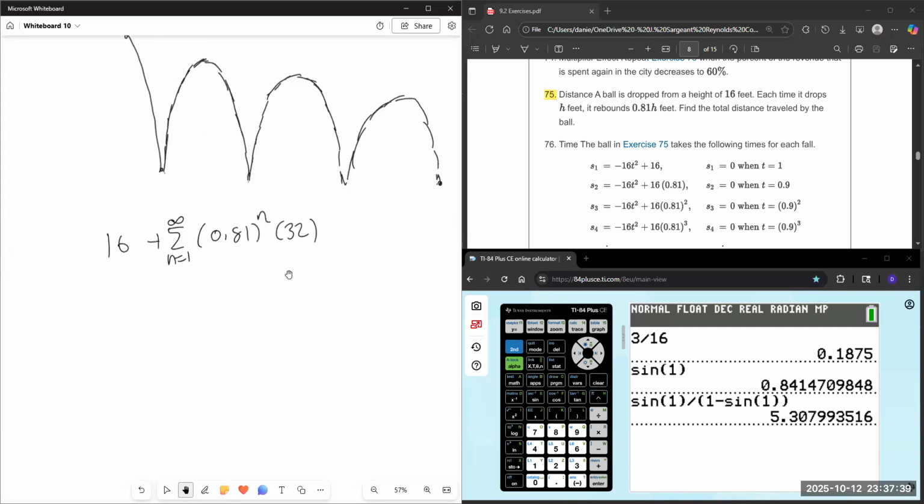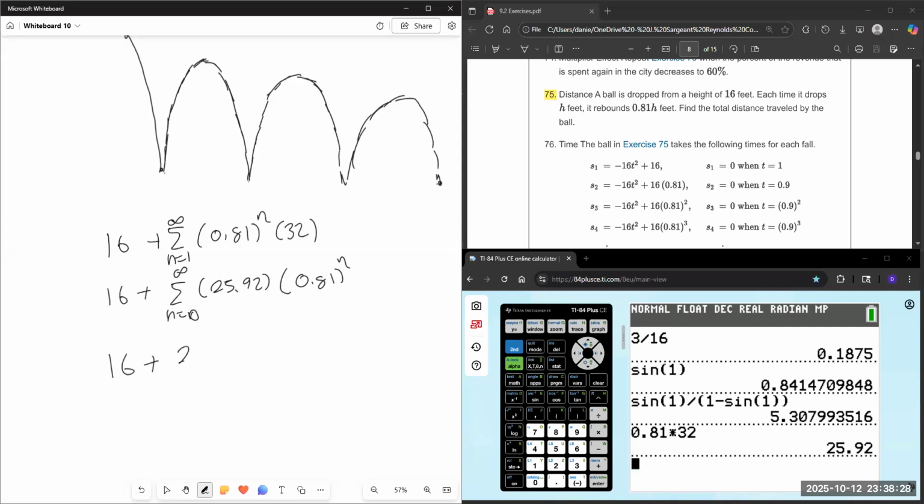So what I'm going to do is pull this, take 81% of 32, and that's 25.92 times 0.81 to the n, and write that as starting at n equals 0, so that I can use my formula. 16 plus 25.92 over 1 minus 0.81.